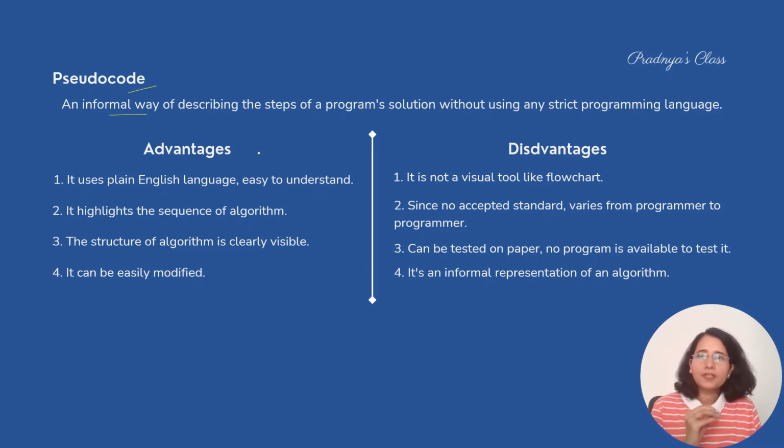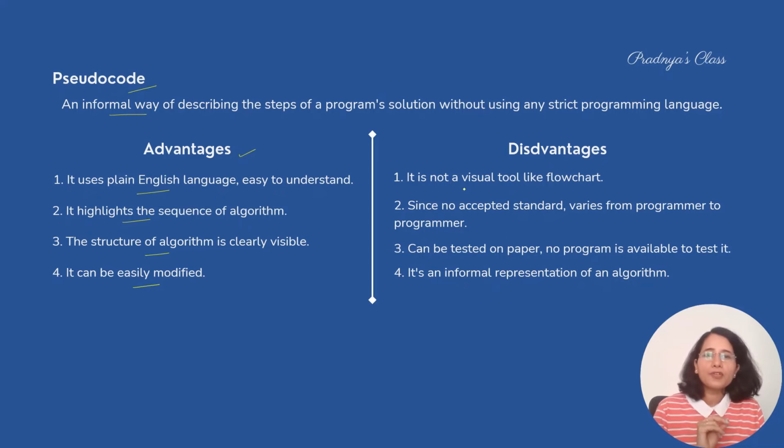So what are the advantages of pseudocode? It uses plain English language. As we are studying in English, that's why we are writing in English, otherwise you can use your language also. It highlights the sequence of the algorithm. Pseudocode is a way to write an algorithm, because first we can write the pseudocode in the way which we can understand, and then we can go for the algorithm, because in an algorithm we have to follow certain rules. As pseudocode is easy to understand, the structure of the algorithm also will be clearly visible. Here we are not following any rules, that's why we can modify it also. These are some of the advantages.